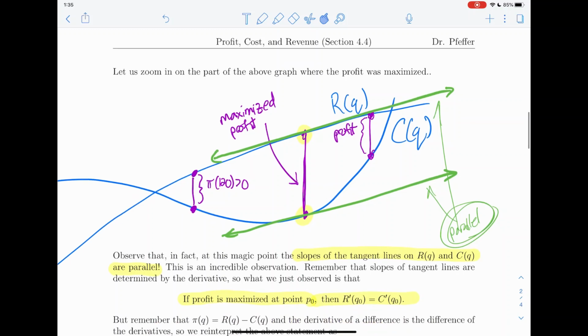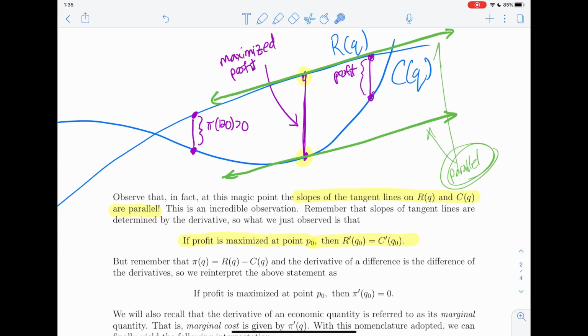But remember, profit is just revenue minus cost. And we note that the derivative of a difference is the difference of the derivatives. So we can reinterpret this statement as, if profit is maximized at a point, then by moving cost over to the left-hand side, we would end up with R prime minus C prime is equal to 0, or equivalently, profit differentiated is equal to 0.